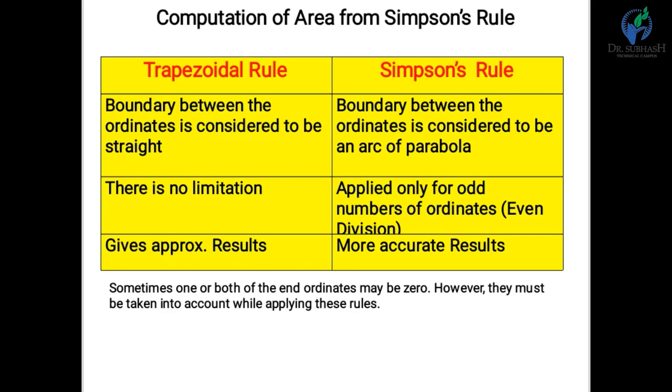Sometimes one or both of the end ordinates may be 0. However, they must be taken into account while applying these rules.